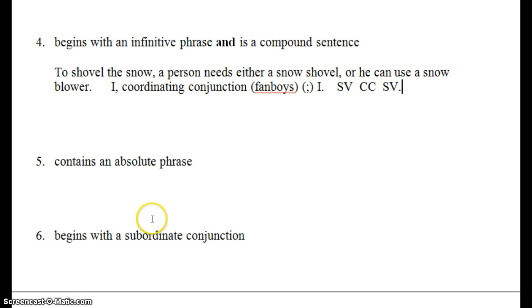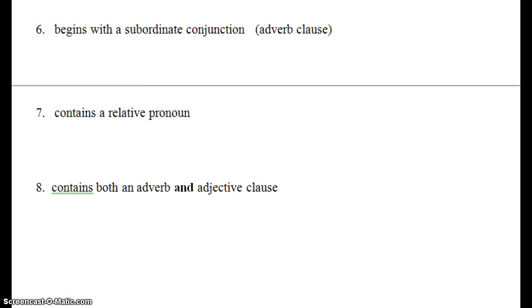Alright, just a little bit more here. Absolute phrase, we know what that is: a noun followed by an ing verb, or a noun followed by an ed verb. If it asks for a subordinate conjunction, right away you're thinking about an adverb clause. A couple other types of items you might see: relative pronoun. If you see relative pronoun, you are thinking adjective clause. Again, these are just different ways of saying the same thing. Let's do one of these with an adverb and adjective clause, and then I think we'll be all done here.